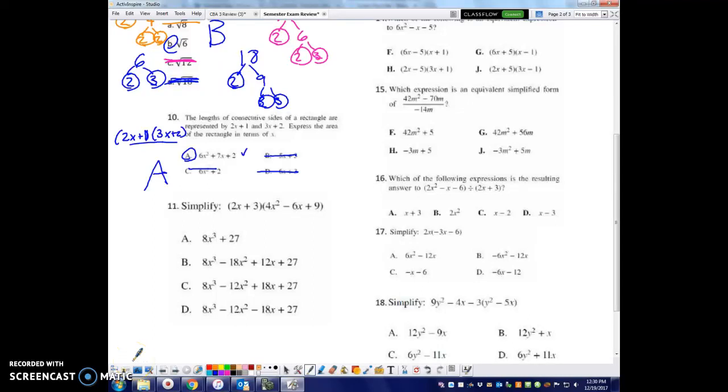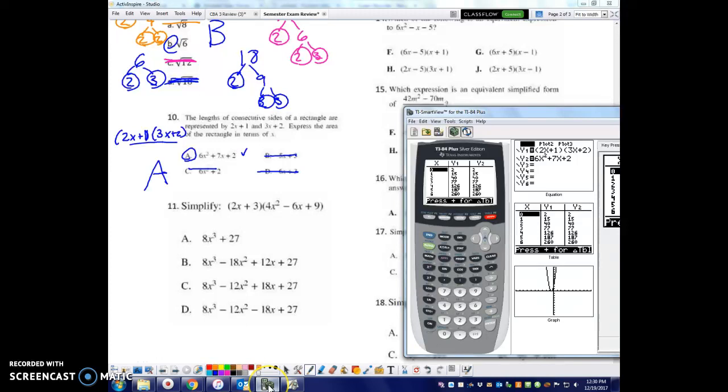Okay, so here we are on part 2. We just finished number 10, so here we are on number 11. It says to simplify this. This is multiplying. Sure, use the box if you want to, but I'm just showing you the calculator.